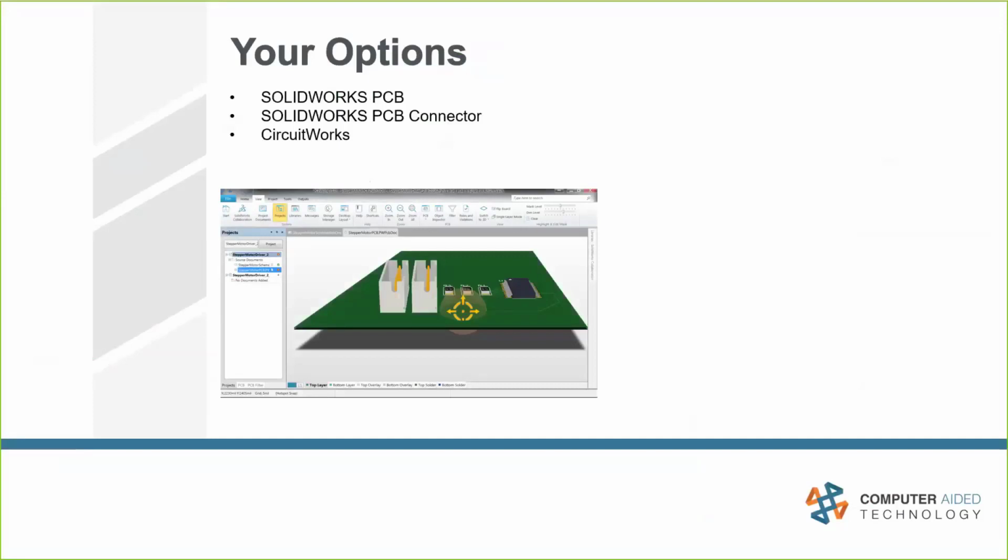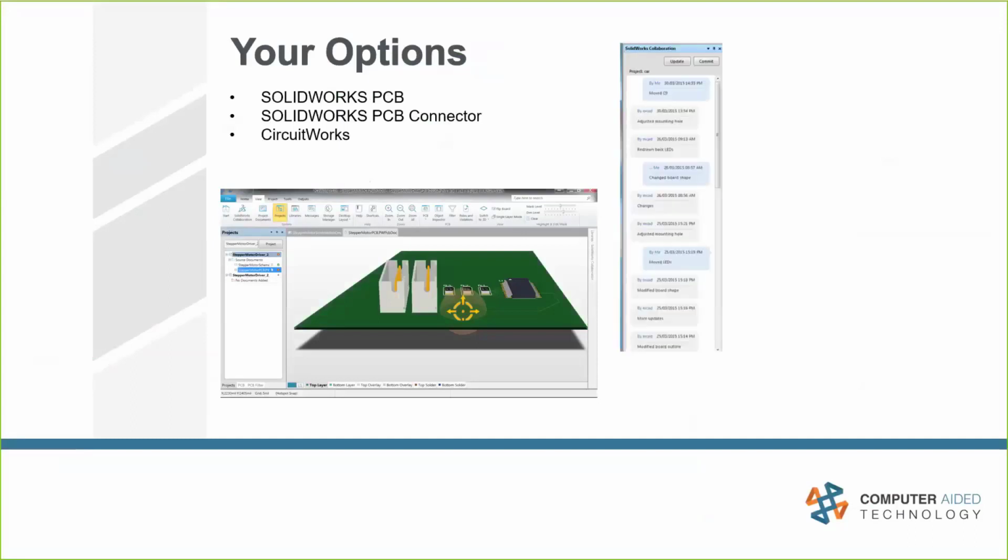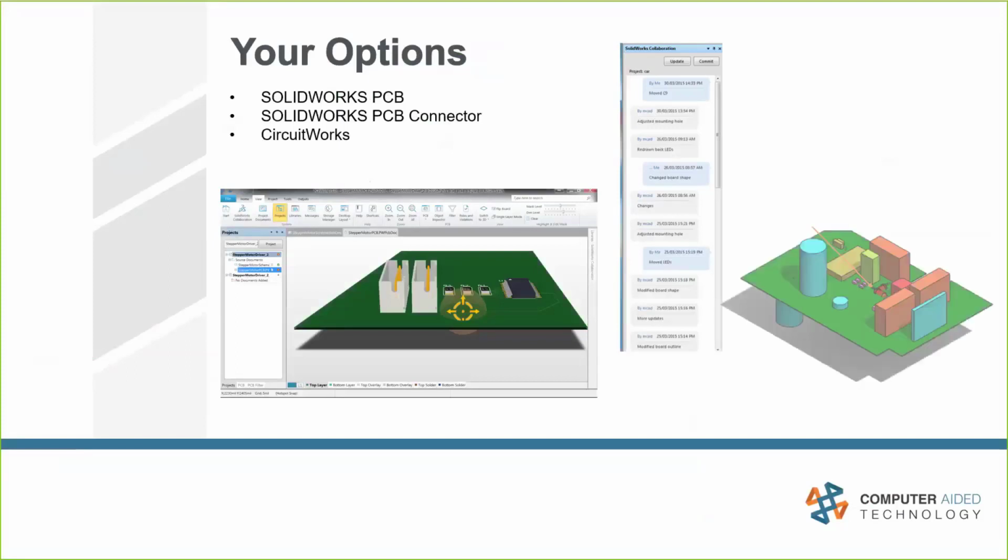If you do need some of the higher end tools, we've partnered with Altium. So you can buy Altium and get our SOLIDWORKS PCB connector, which will then enable Altium to communicate with SOLIDWORKS and provide the collaboration that I will show you. And if you already have some other high-end tool that you find worth paying the price for, you can continue to use CircuitWorks to get into SOLIDWORKS.